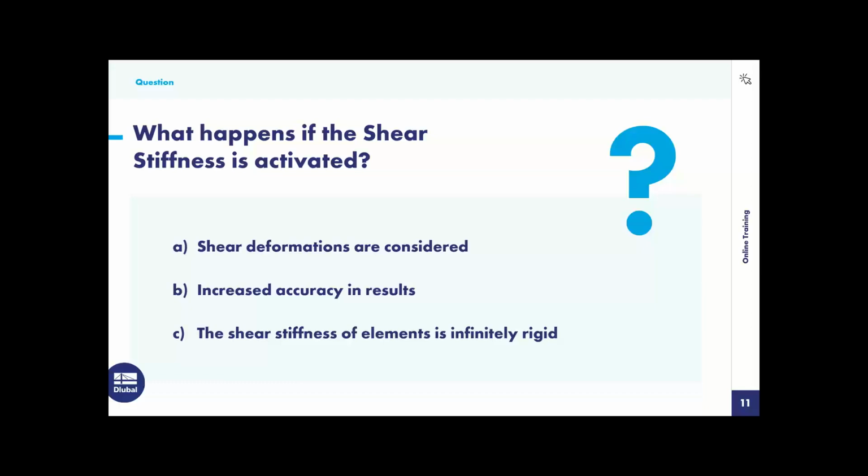Shear deformations are considered. B, increased accuracy in results, is somewhat true, so that could also be a correct answer, but the correct answer is A, shear deformations are considered. C, the shear stiffness of elements is infinitely rigid. That would be true if the shear stiffness was not activated.